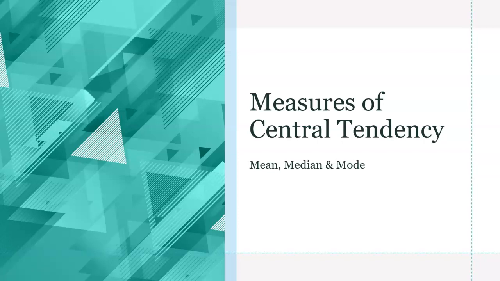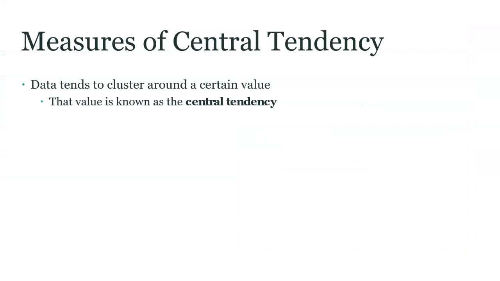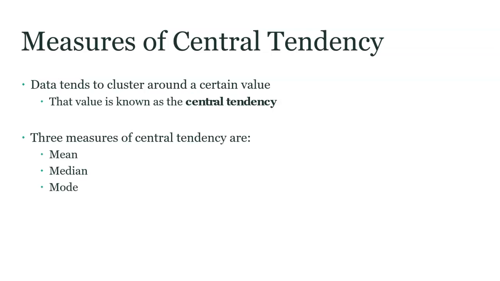Let's review measures of central tendency. So that's your mean, median, and mode. Data tends to cluster around a certain value, and that value is what we call the central tendency. So we have three different ways to measure that central tendency: our mean, our median, and the mode.